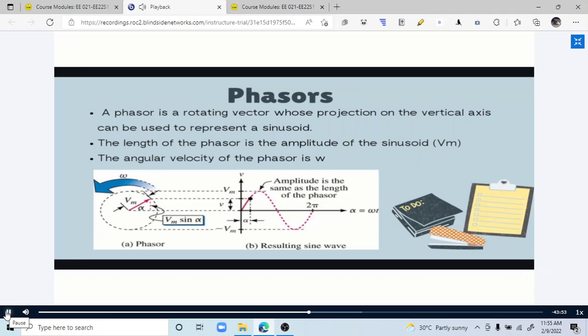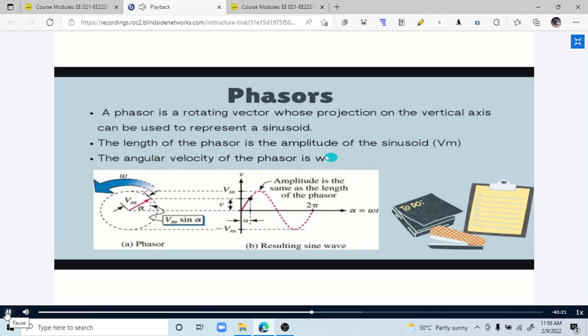Okay, it is the omega. On a linear vector, we call it velocity, but on a phasor, we call it angular velocity. It means it is the velocity on a rotating body, or on a rotating vector. As you can see there, we have the resulting sine wave, and this sine wave has different parts. Again, our omega is what we call the angular velocity.